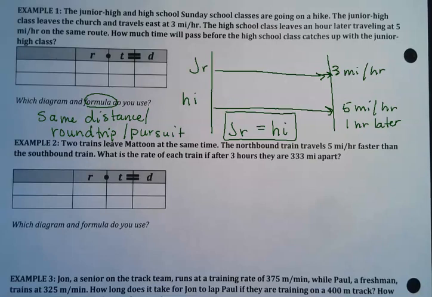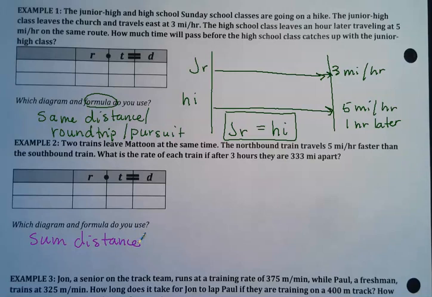All right, let's look at example 2. 2 trains leave Mattoon at the same time. The northbound train travels 5 miles per hour faster than the southbound train. What's the rate of each train if after 3 hours they are 333 miles apart? The sum, good, the sum distance formula. Okay, so sum distance.